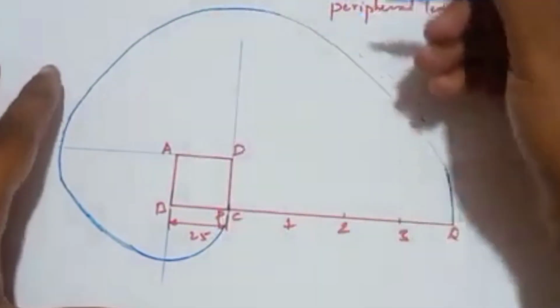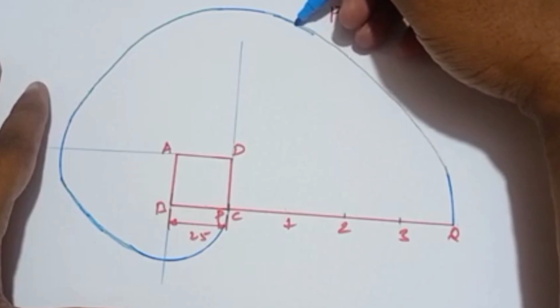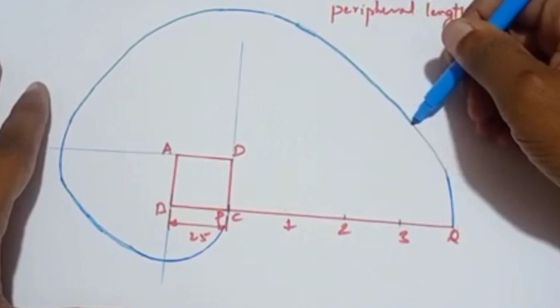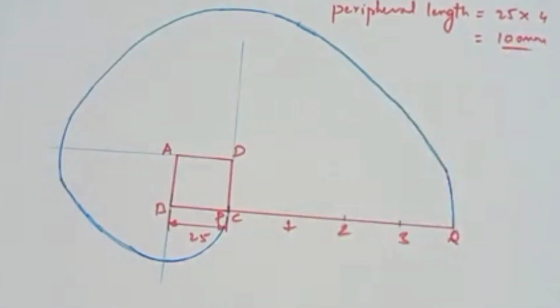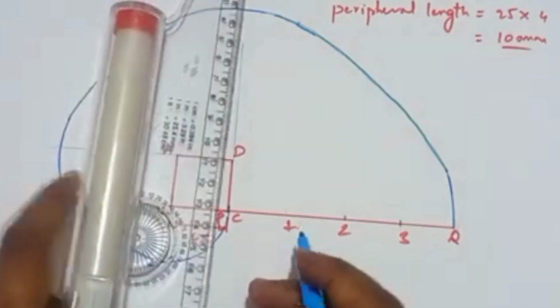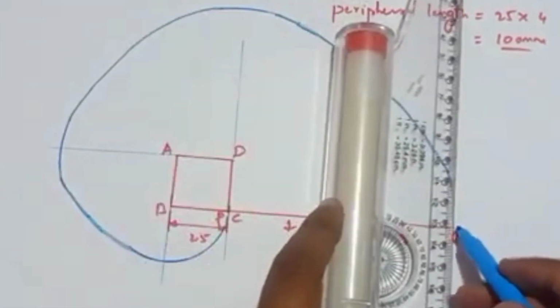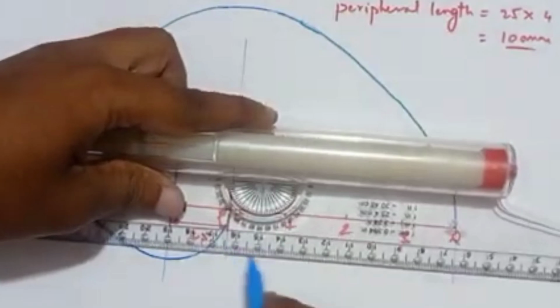Join the curve. So this completes the problem. Thank you all for watching the video. So I will finally show this peripheral length of 100 mm.